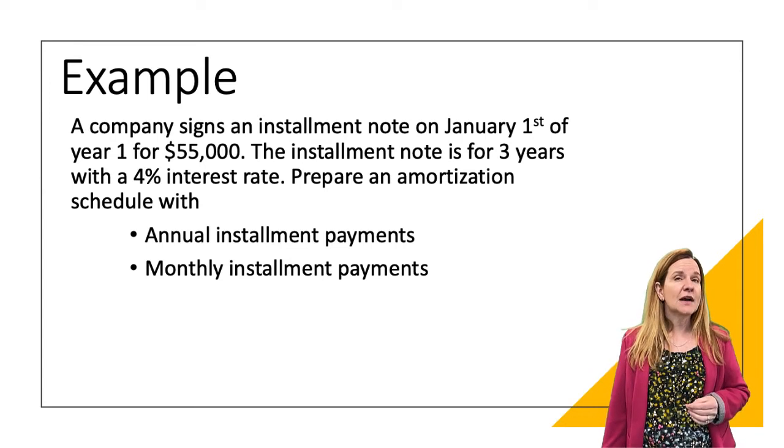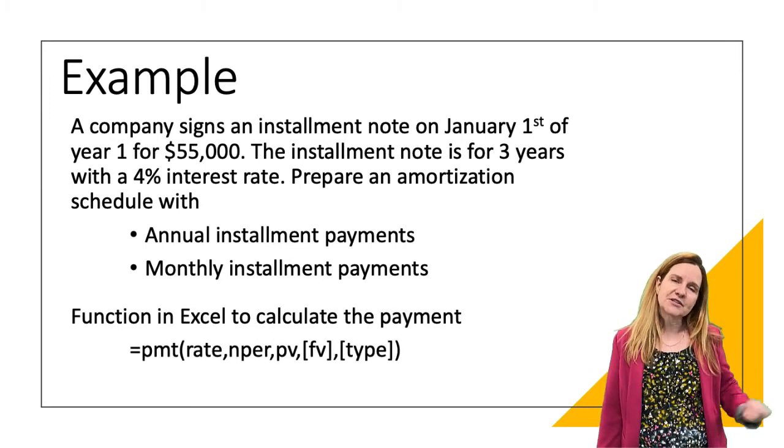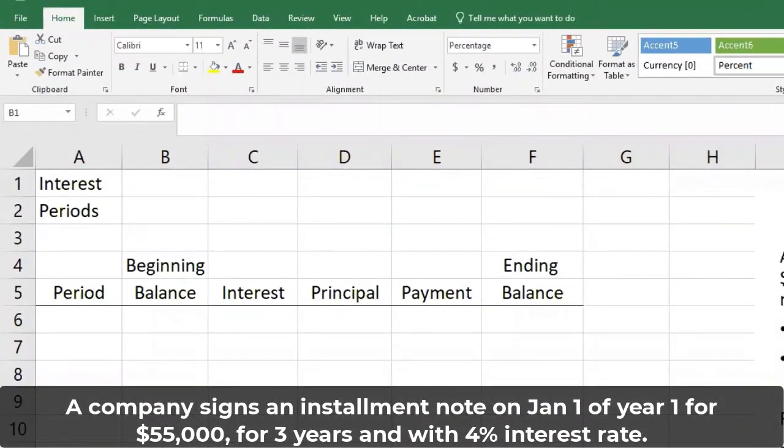And one of the first things we have to do is figure out the payment. We're going to figure out the payment by using a function. So let's go do that now. Now I'm going to go over the amortization schedule, preparing it in Excel.